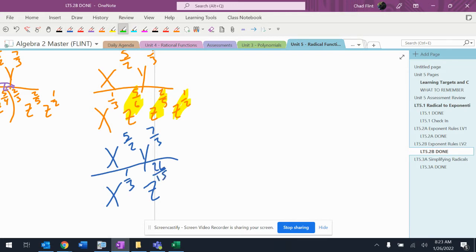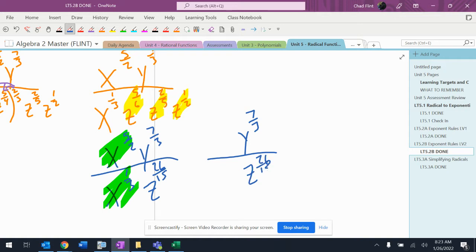All right, now the only thing I have that needs to get divided are the x's right there. I'm not going to get rid of this fraction. I'm still going to have y to the 7 thirds in the top, and I'm going to have z to the 26/15 in the bottom, and I'm going to have x to the whatever I get when I subtract that in the top.